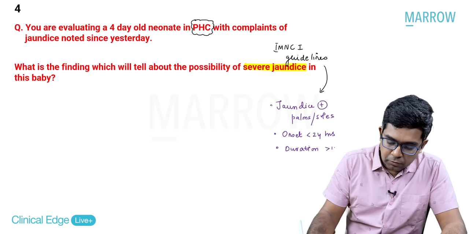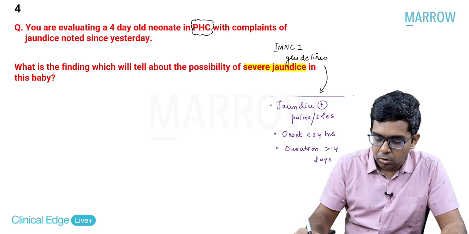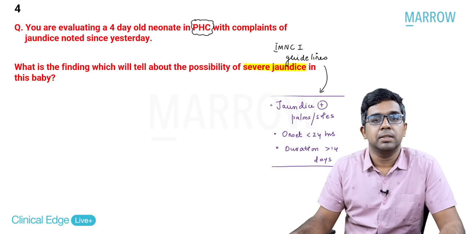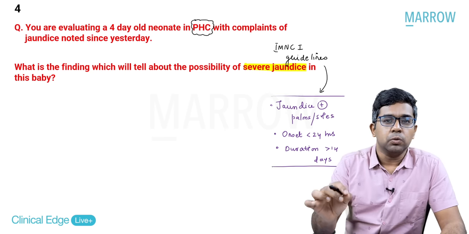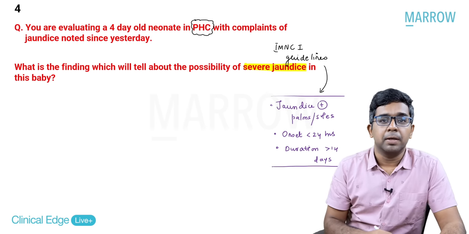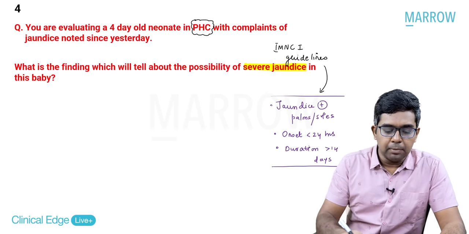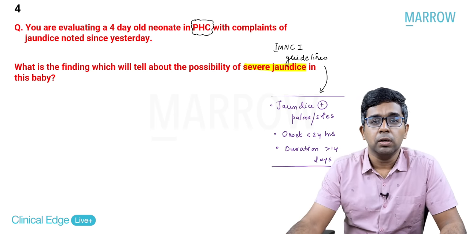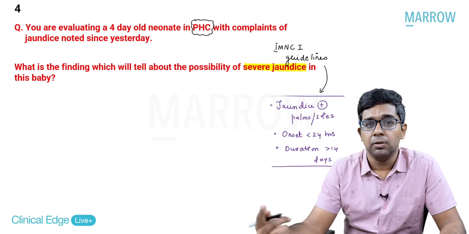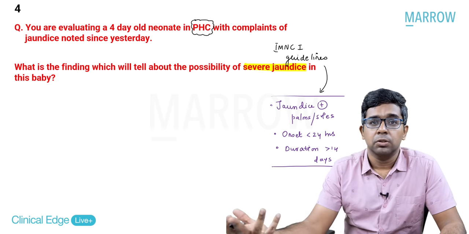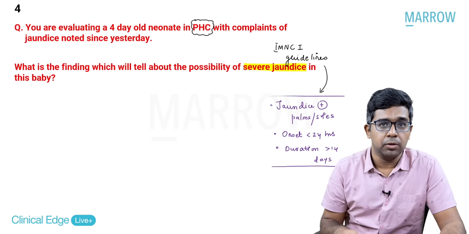Duration more than 14 days also indicates it's a severe jaundice. All these are as per IMNCI guidelines. Okay. Now, which one of these will you look for in this particular baby? Remember, it's clearly mentioned that the baby is 4 days old and the jaundice is since yesterday. That means only on day 3 it has started. So that would not be a criterion which I'm going to use here.